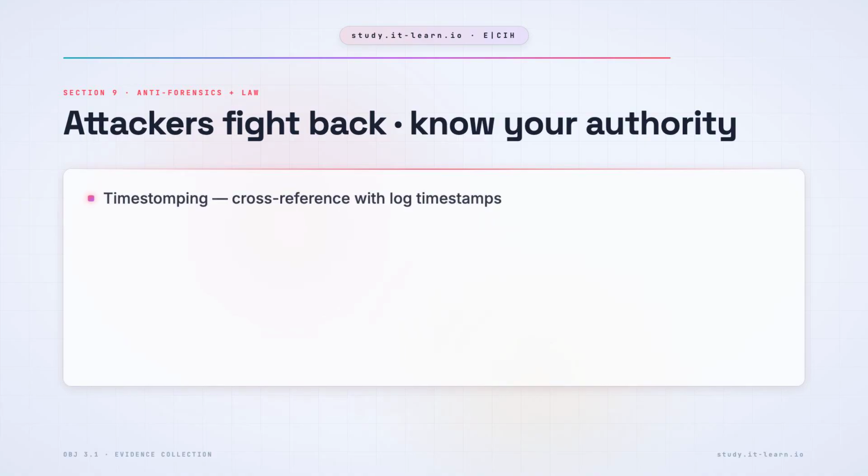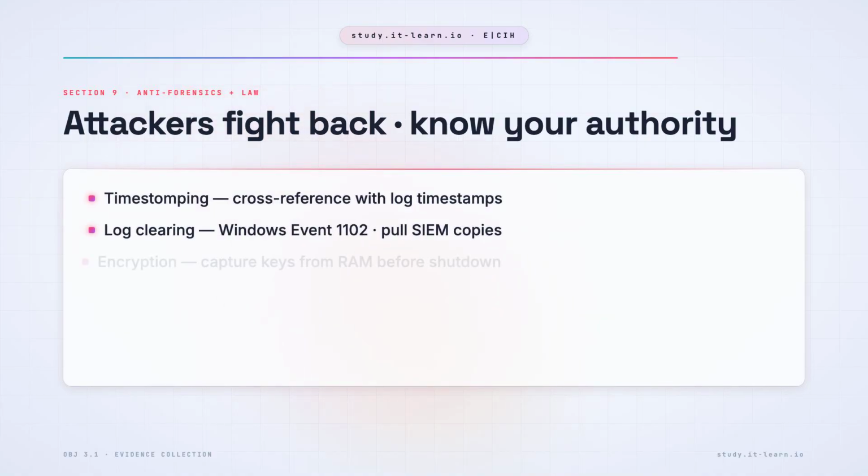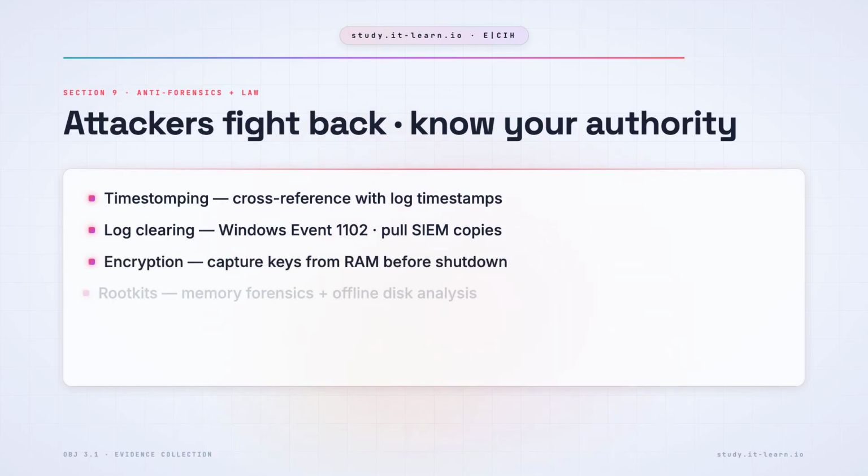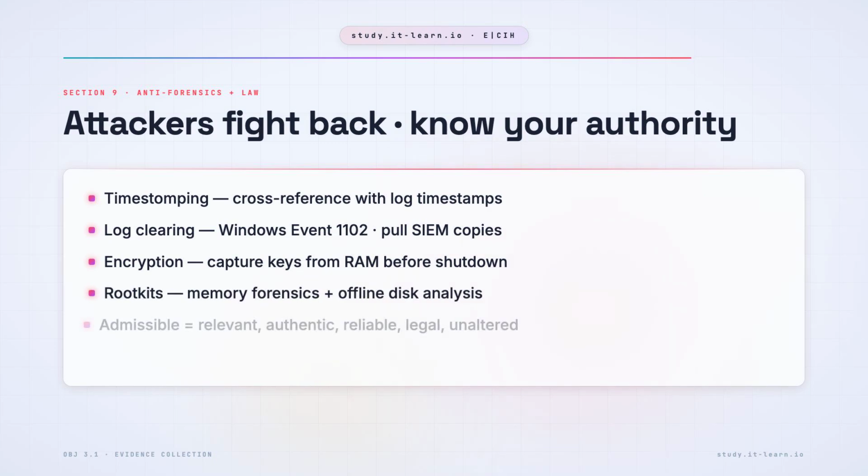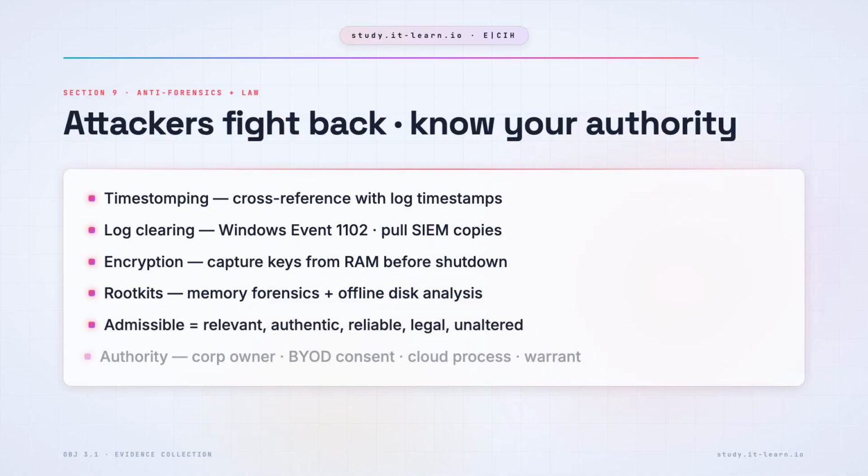Anti-forensics, attackers fight back. Time-stomping fakes MACB timestamps, so cross-reference with log timestamps. Log clearing, watch for Windows event 1102, log cleared, and pull remote copies from SIEM. Encryption, capture keys from RAM before shutdown. Rootkits hide processes and files, so you go to memory forensics and offline disk analysis. Living off the land uses legitimate tools, so you rely on behavioral analysis.